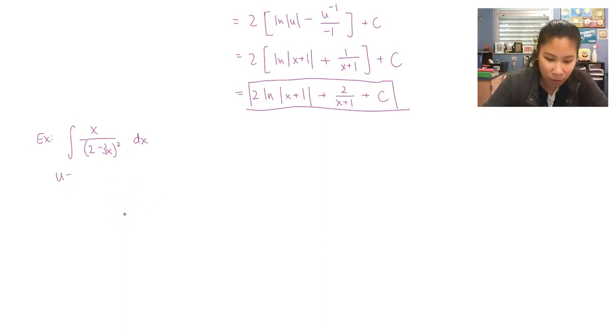And so I want to use u as whatever's inside the parentheses, so that 2 minus 3x. Du would end up being negative 3 dx, and so dx equals du over negative 3.